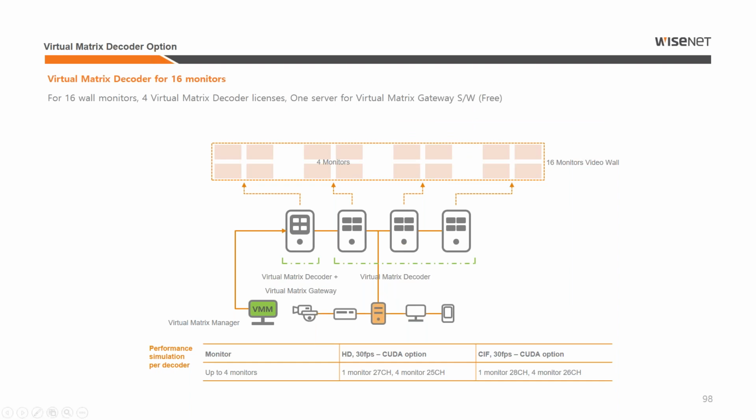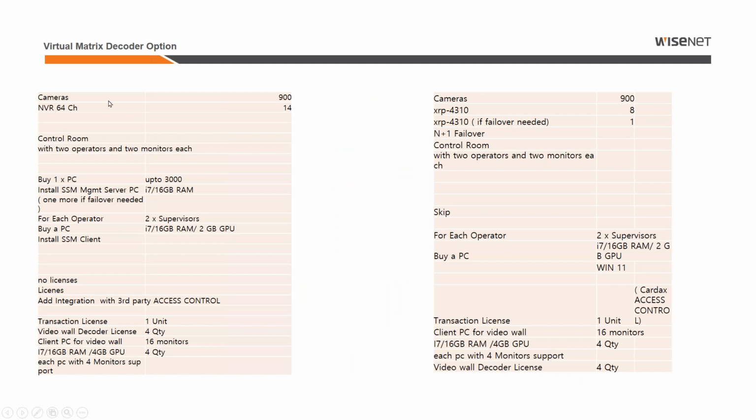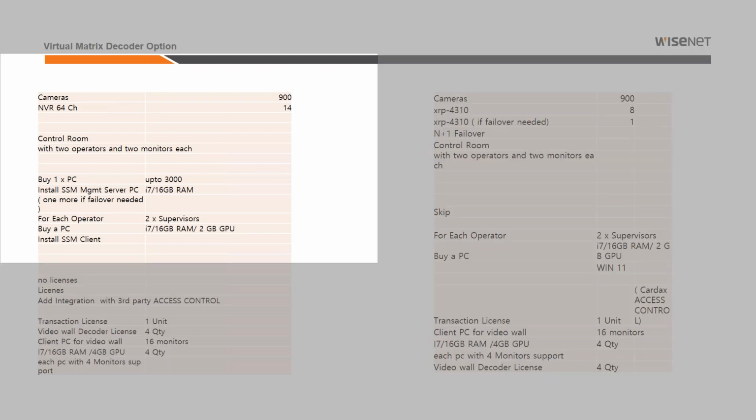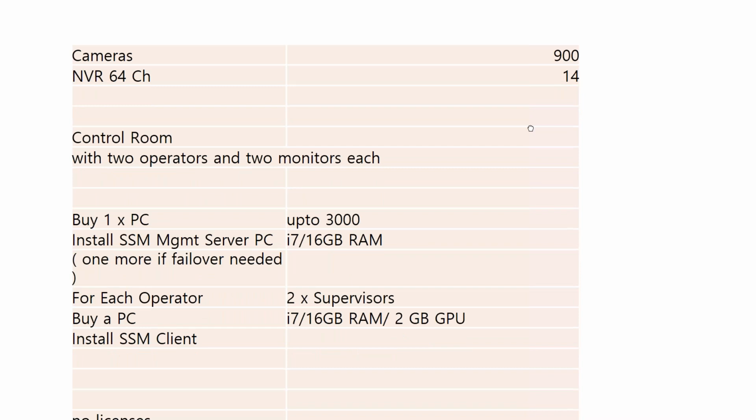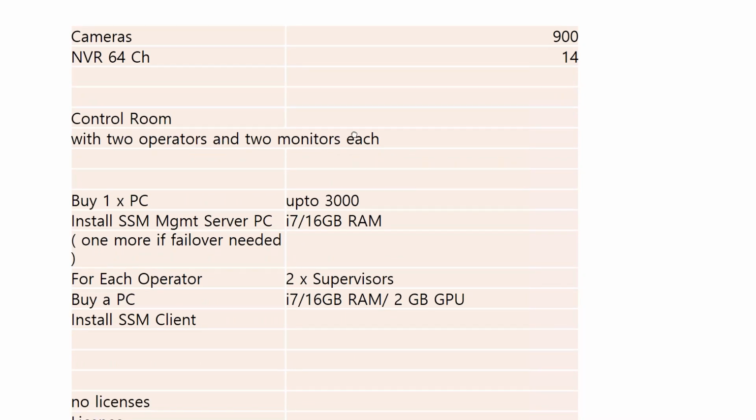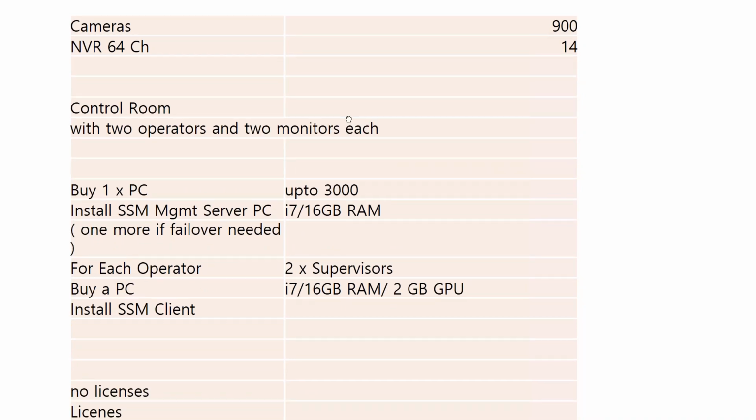Okay, that's it. So now let's do an example and close. Here I have taken two examples. Focus on the first example. I have 900 cameras and I'm using XRN, PRN, NVR, Linux NVR, 14 numbers. Because it is Linux, okay, that's fine. It's recording on that. I have a control room with two operators, two monitors each. Done.